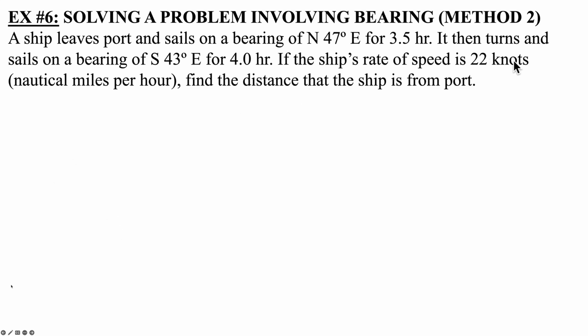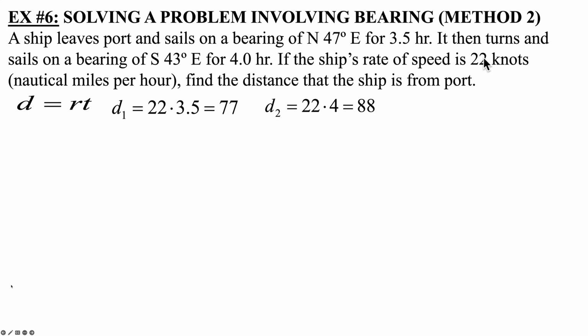Let's see, wait a minute. Knots, that's like miles per hour. That's a rate. We need distance equals rate times time, because this is going to find the distance that the ship has traveled. So let's see, our first distance traveled, 22 miles per hour, if you will, times 3.5 will be 77 miles. Then we turn and we travel for 4 hours, so 4 times 22, that will be 88 nautical miles. Nautical miles just means it's kind of like the curve of the ocean, if you will, as the planet.